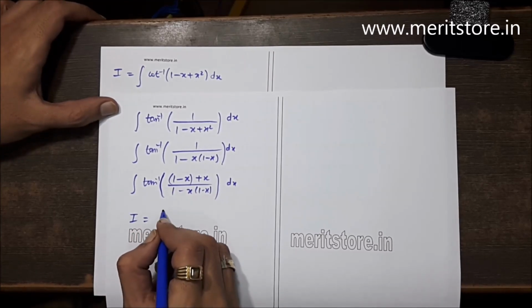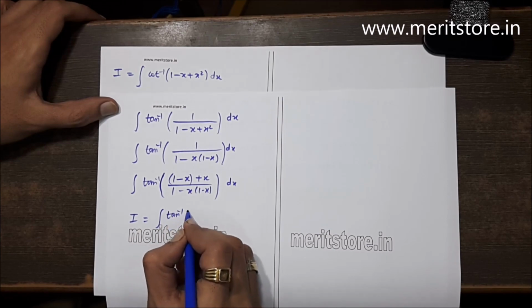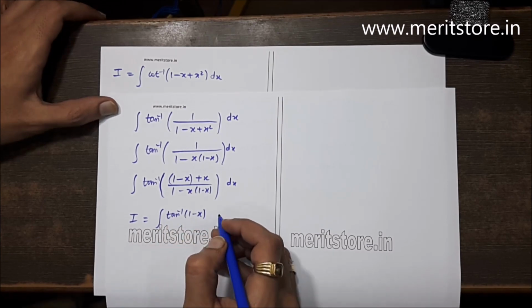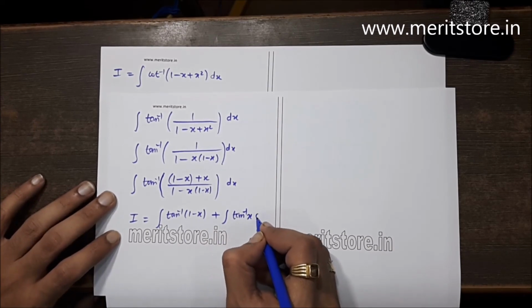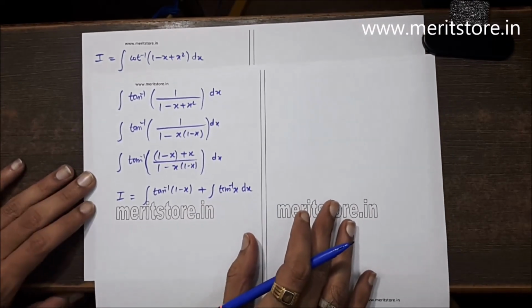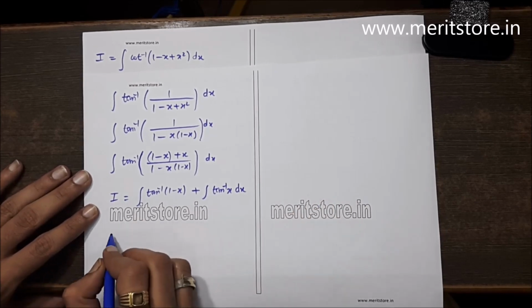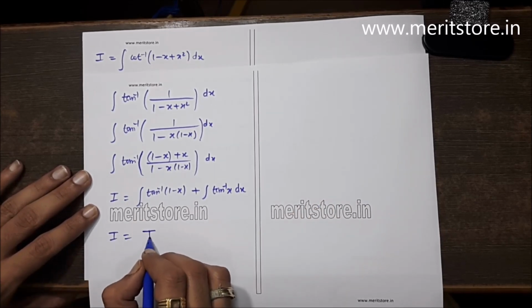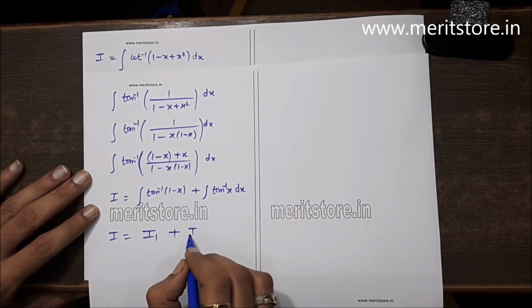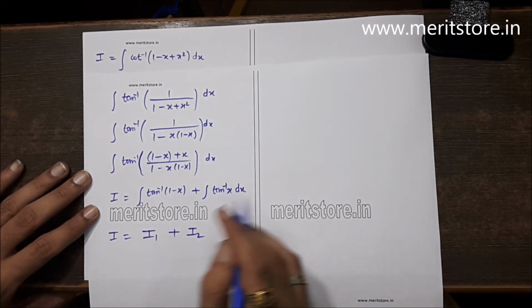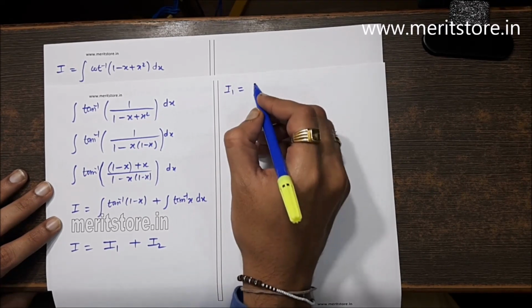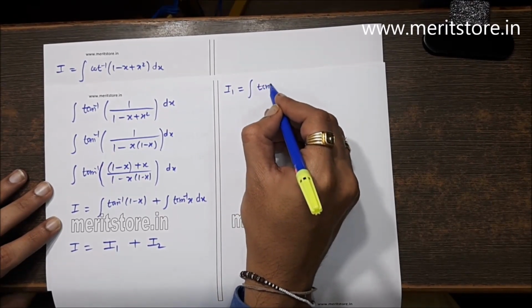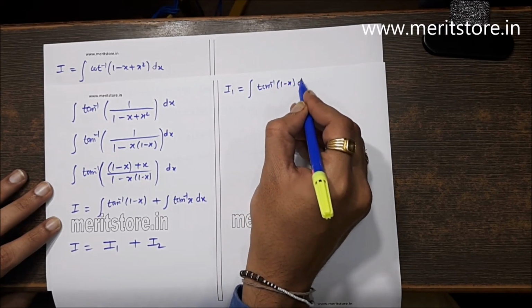So our integral will convert to integral of tan inverse of 1 minus x plus integral of tan inverse of x dx. Let's write this as I is equal to I1 plus I2. Coming to I1, it is integral of tan inverse of 1 minus x dx.